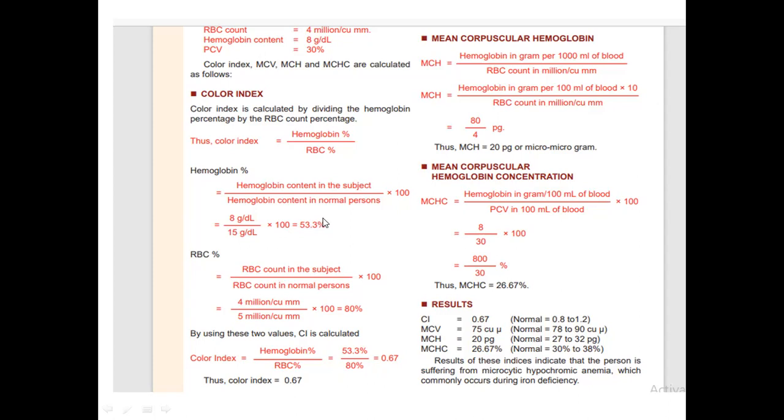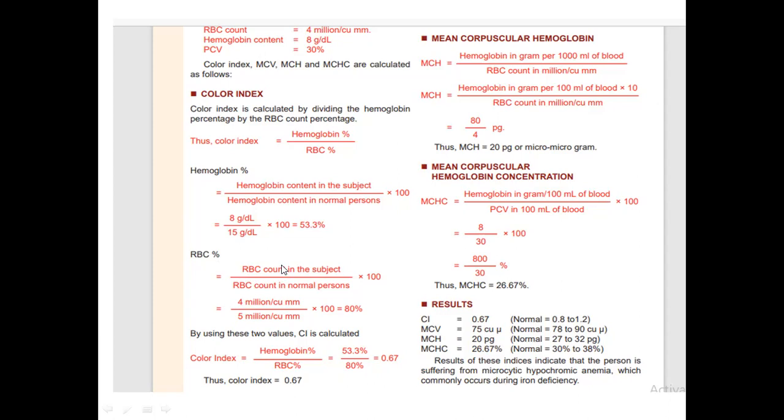What would that give us? We should have a calculator. Did you get something? Okay, you don't have a calculator? So let's assume that our patient has a hemoglobin percent of 106.6. 106.6, yes? Okay, good.